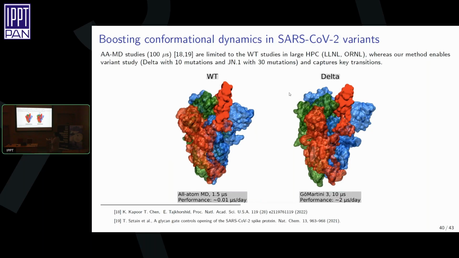SARS-CoV-2 spike, yeah. And so this is a work in progress, but this shows already that we can efficiently capture the different conformations of the opening and closing for the case of Delta.